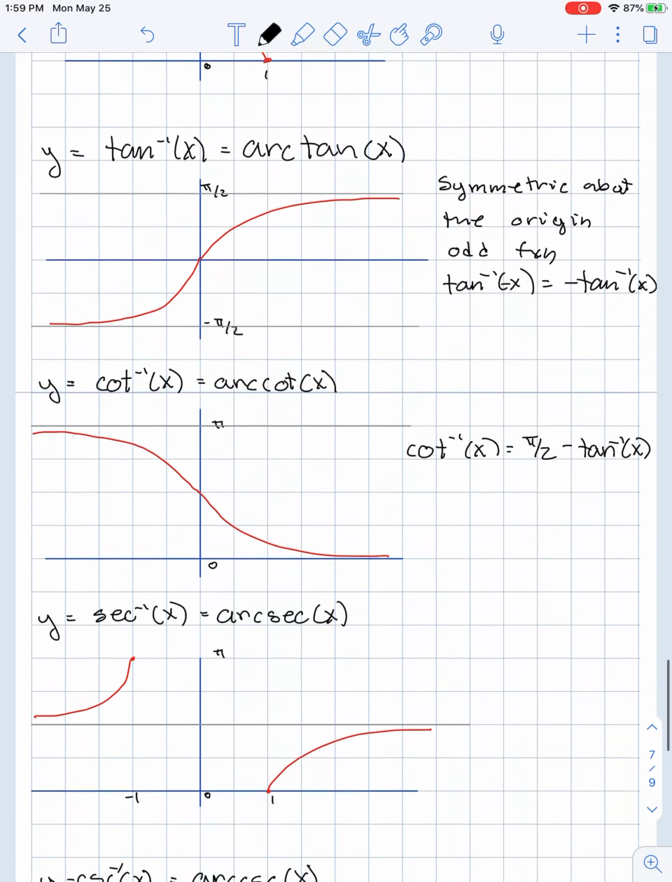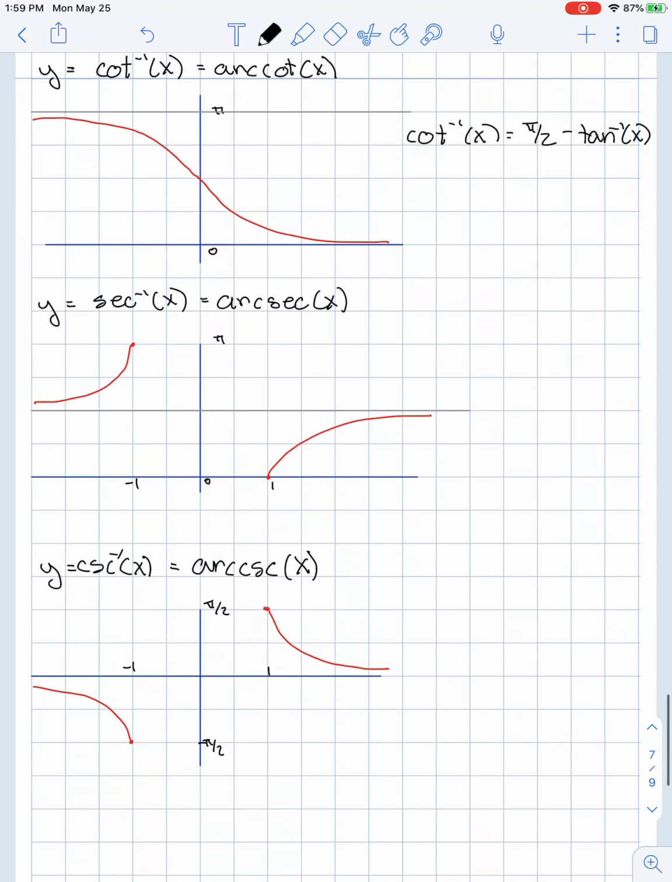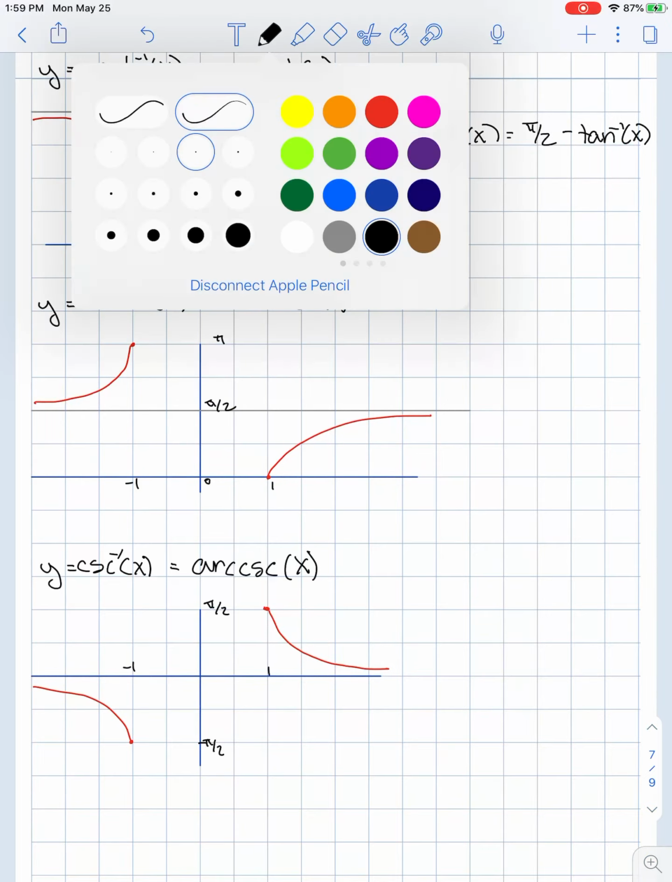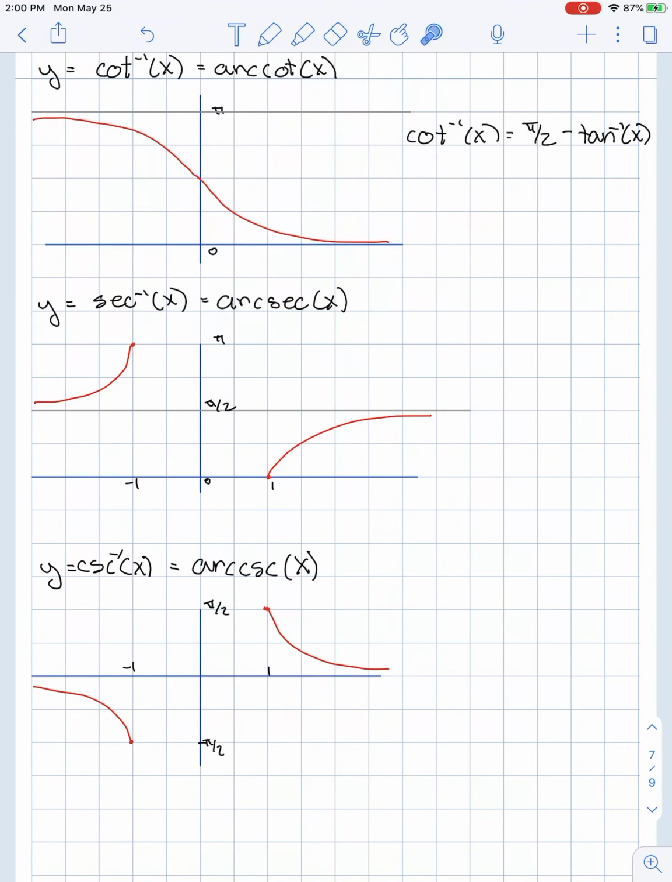Alrighty? So the next pair are arcsecant and arccosecant. These are pretty interesting. Arcsecant has a horizontal asymptote at pi over 2. We can see that it does achieve, that's a closed hole at 1 and at -1. And for arc cosecant, same thing. Those are closed holes. So if I plug in 1, I'm going to get pi over 2. If I plug in -1, I'm going to get negative pi over 2.